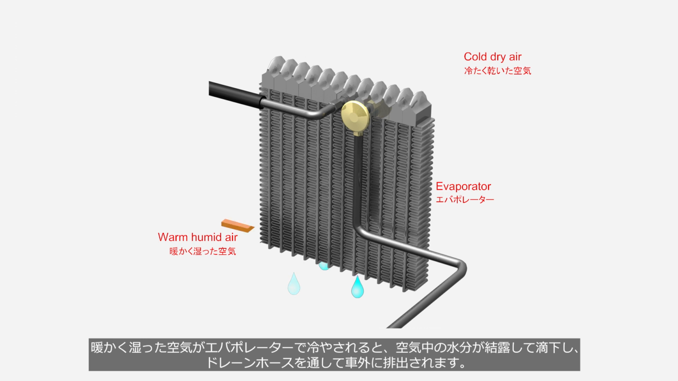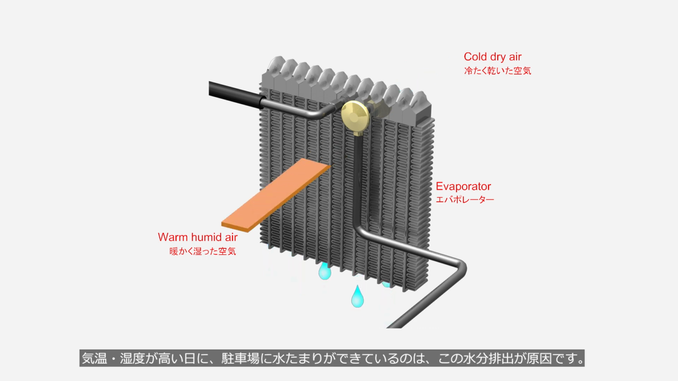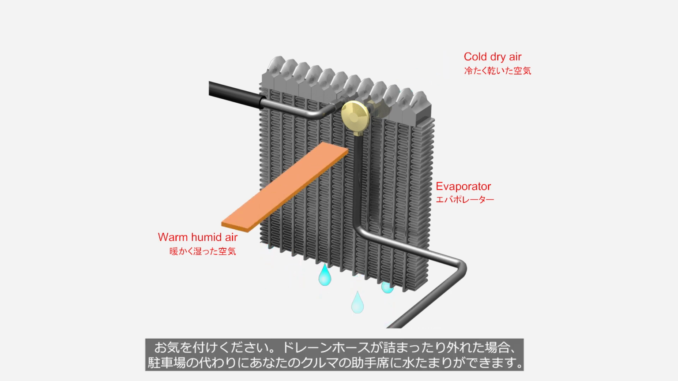When warm and humid air is cooled by the evaporator, moisture in the air condenses and drips down, being discharged outside the car through the drain hose. On high temperature and humid days, the puddles in the parking lot are caused by the discharge of moisture. Please note, if the drain hose is clogged or detached, a puddle may appear on the floor of your car, instead of the parking lot.